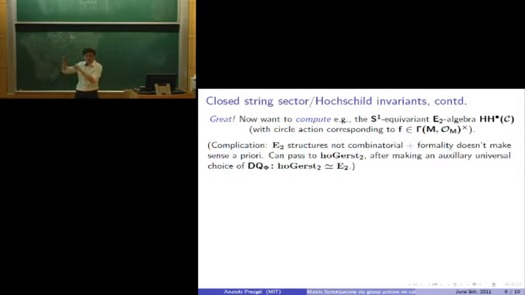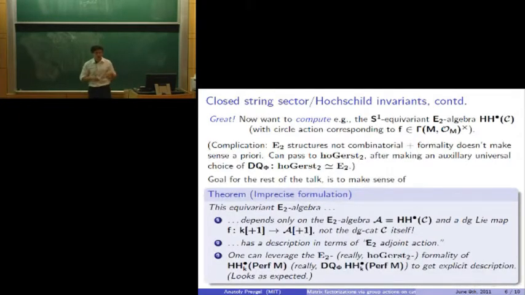Okay, so now that I've framed the problem, the goal for the rest of the talk is going to be to make sense of this theorem, which is actually an easy theorem, and this is an imprecise formulation here. Namely, that this S1 equivariant E2 algebra, and the full package with it, its module, all that, first, it depends only on the E2 algebra, so this notation is bad, I'm sorry. So that E2 algebra depends only on the Hochschild invariants of perfect complexes as an E2 algebra, together with a little bit of extra data encoding the superpotential. In particular, it doesn't actually depend on the category C, except for the category C of perfect complexes. It doesn't depend on that, except through this E2 algebra.